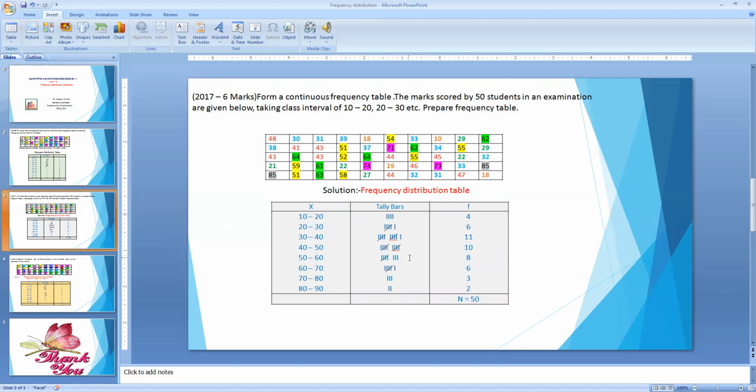In the first column, the second is the tally bar, the last one is the frequency. 10 to 20, 20 to 30, 30 to 40, 40 to 50, 50 to 60, then 60 to 70, 70 to 80 and 80 to 90.